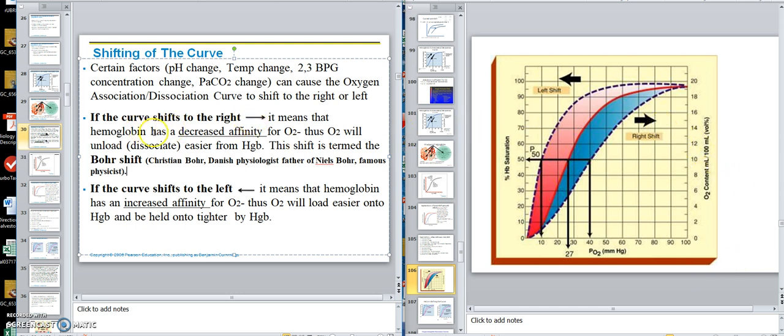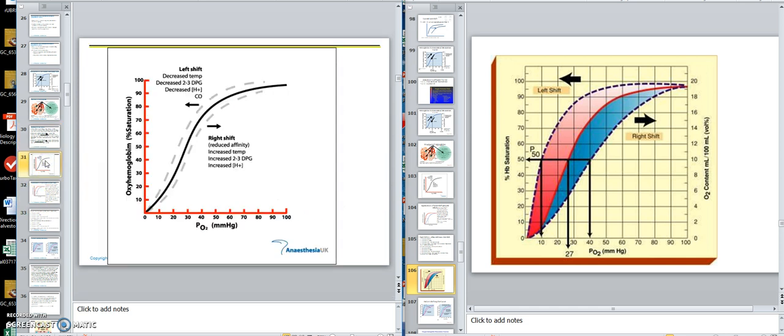It means hemoglobin has a decreased affinity. It will unload easier. The left is the opposite. Okay? Now, what would cause a right shift? What would cause this to happen? An increased temperature. Now let's think about it. If you have increased temperature, your metabolic rate goes up. If your metabolic rate goes up, then you're going to need more oxygen.